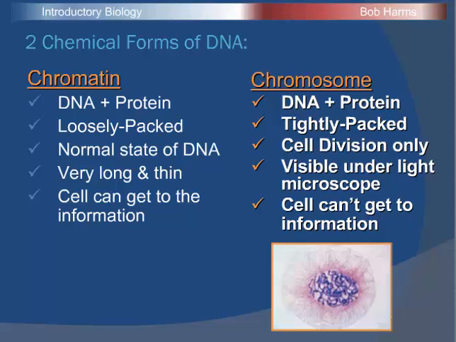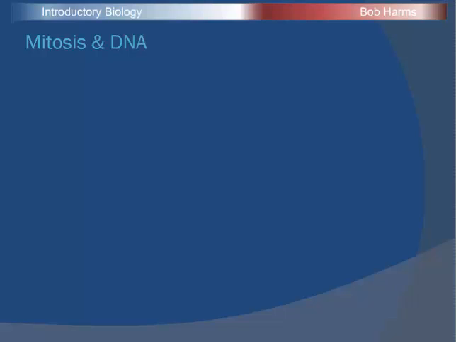And so again, this is temporary. When the cell's dividing, it's going to package up its DNA in the form of a chromosome. When it's finished dividing, it will unpack its DNA back into the normal chromatin form. So if we look at an overview of mitosis, one cell is going to split into two cells. So that's our cell division, obviously.